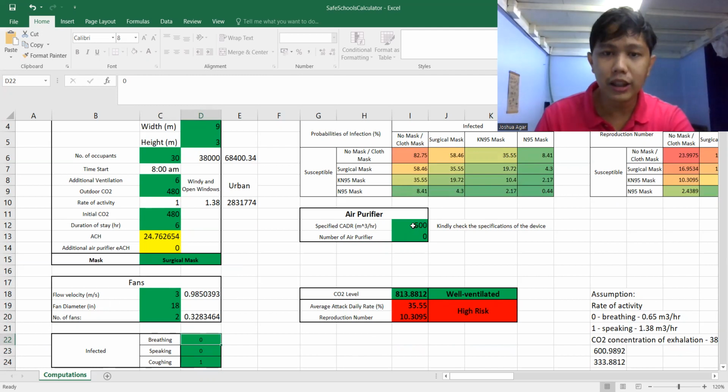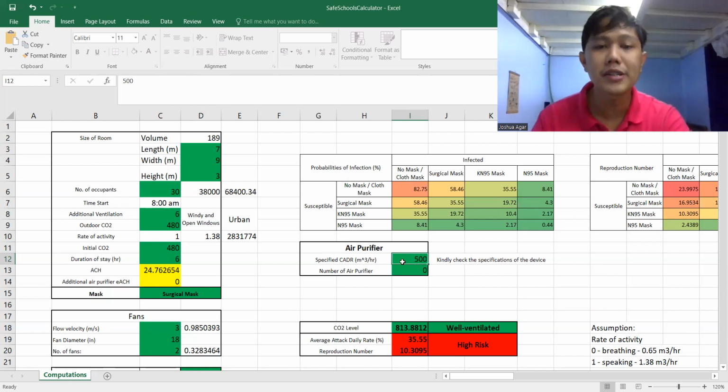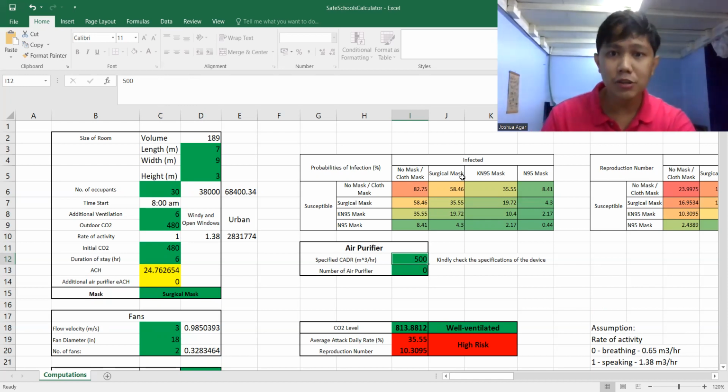And also included are these cells here, which can indicate the CADR of the air purifiers that you'll be putting up within those classrooms, especially in air-conditioned environments. You can also indicate how many of those filters you are installing within those classrooms. So that's the first part of the simulation, what this tool is all about. Those are the input parameters.